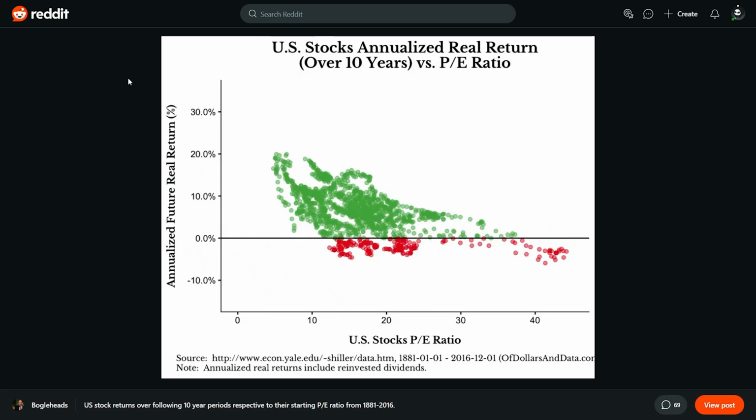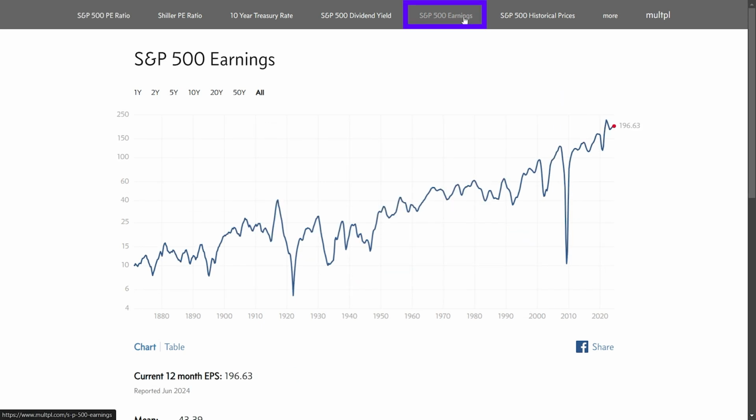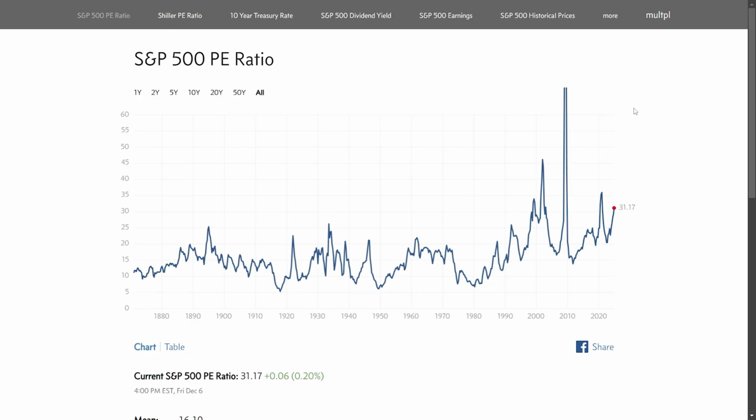So let's go back to the S&P 500 PE ratio. If you're wondering what these very high peaks are, like in 2002 or 2009, they are of course the recessions. This happened because, as we can see here from the S&P 500 earnings, when the earnings sharply go down, then of course by consequence the PE ratio skyrockets very high. The same happened to companies.